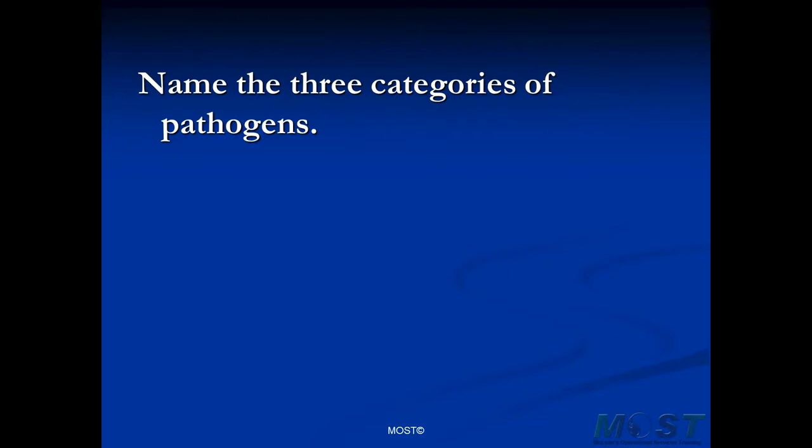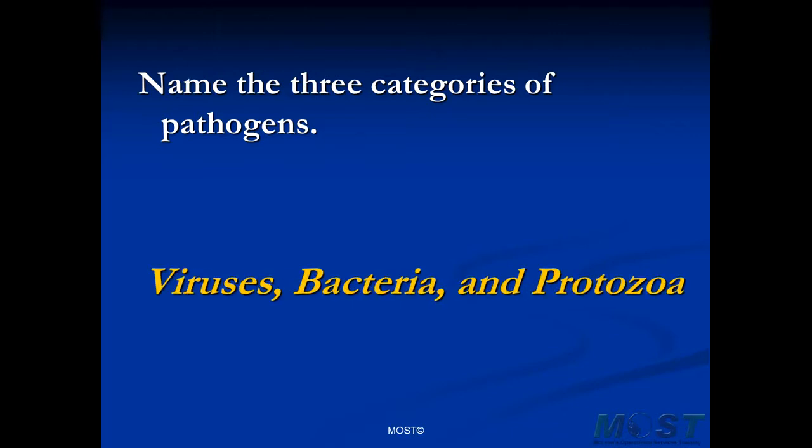Name the three categories of pathogens. They are viruses, bacteria, and protozoa. Actually, these don't have to be necessarily pathogens. These could be the three categories of microorganisms generally, but certainly it applies to pathogenic microorganisms.